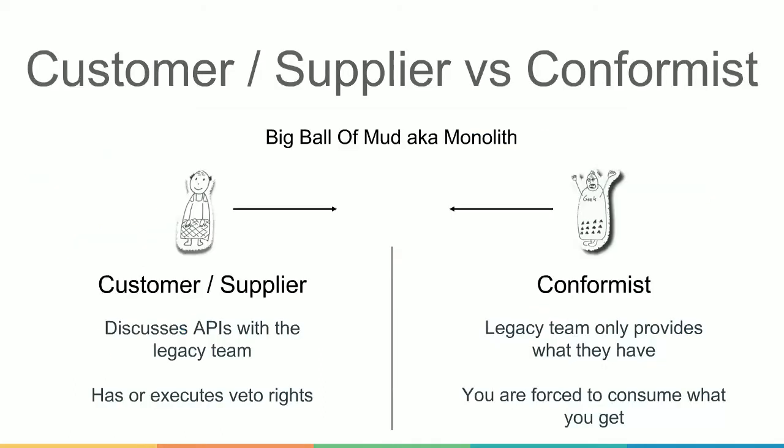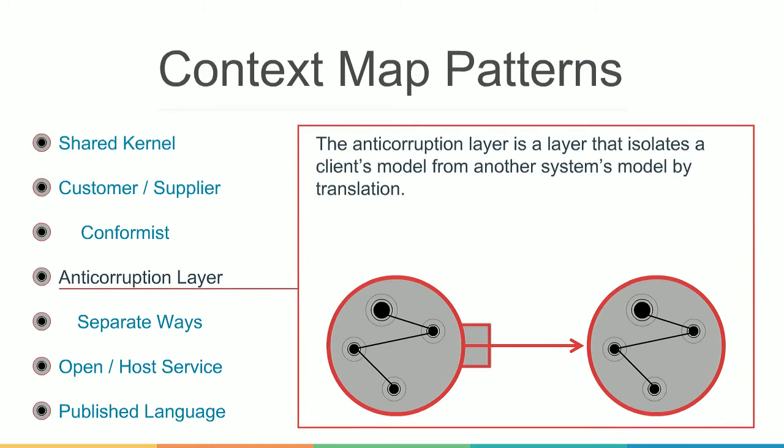Now, to summarize that, the customer supplier discusses APIs and the model with a legacy team. For instance, if we integrate with a monolith, and they can have veto rights. The conformist is a way that the legacy team only provides what they have, and you are forced to consume what you get. A way to get around that is by using an anti-corruption layer. The anti-corruption layer is also usually found on the downstream side, and it is one layer that transforms an external model to your internal representation.